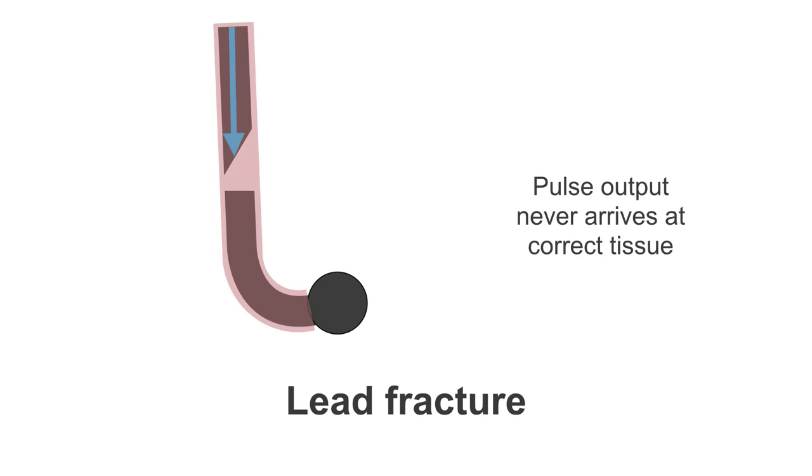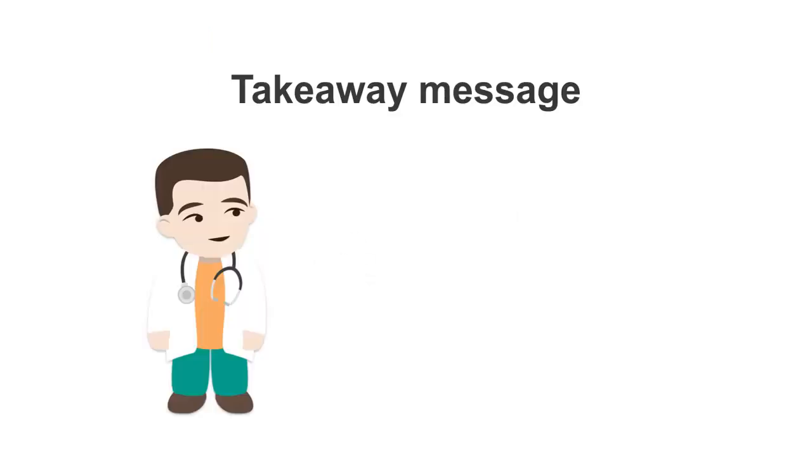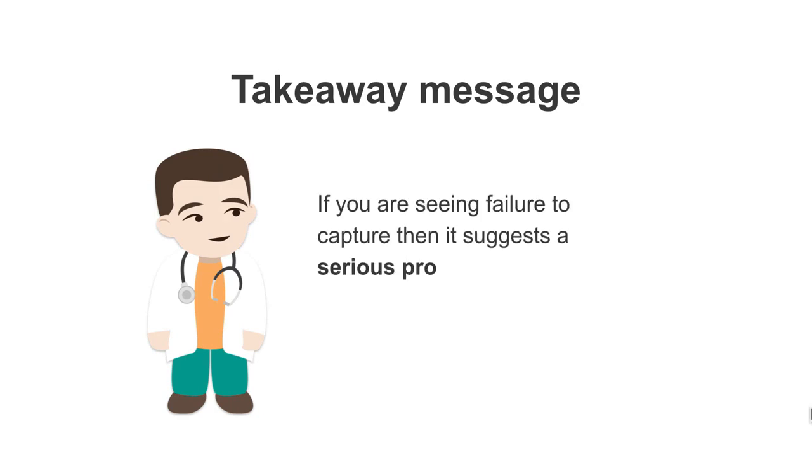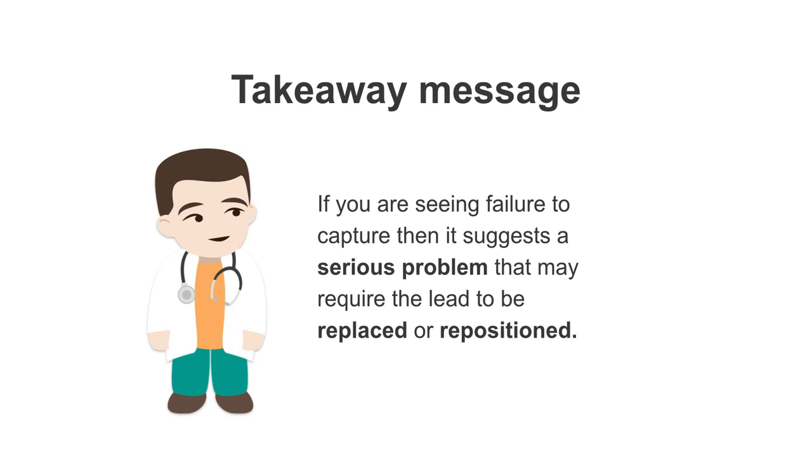The third lead catastrophe that can happen is a lead fracture. Now, in a lead fracture, the wire that runs down the lead has broken, and now there is a break in the electrical circuit. Remember, at this point it isn't possible for the electrical current to leave the lead because it is still insulated. So actually, the electrical current is just met by a dead end. Again, the pulse output never arrives at the correct tissue. So, your takeaway message? If you are seeing failure to capture, then it suggests a serious problem that may require the lead to be replaced or repositioned.